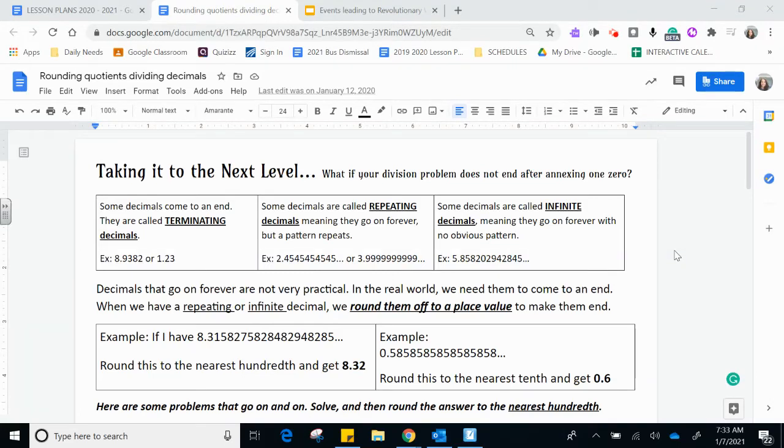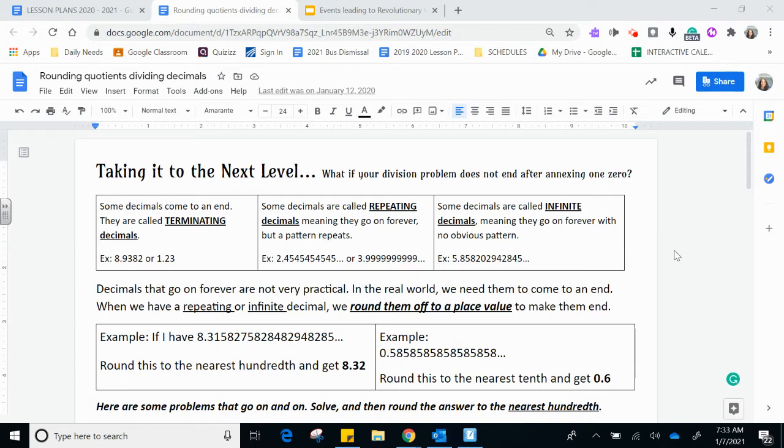If you're watching this video, you are ready to take dividing decimals to the next level. So far, we have only done division problems where you solve the problem and there's just automatically no remainder, or we've only really had to annex one place value with a zero. And in real life, that's not really the case. I've had to work really hard to come up with specific problems for you that work out that way.